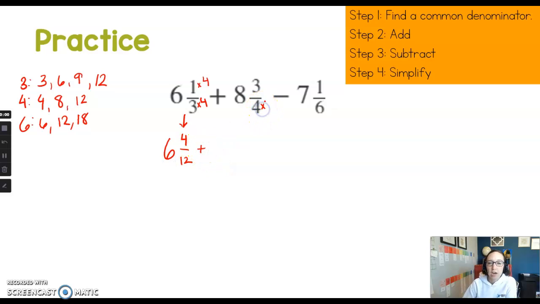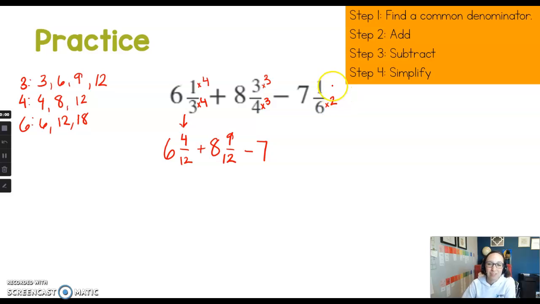Okay, 4 times 3 is 12. So I need to do the same to my numerator. 3 times 3 is 9. So my whole number will stay the same, my denominator will change to 12, and my numerator is 3 times 3, which is 9.